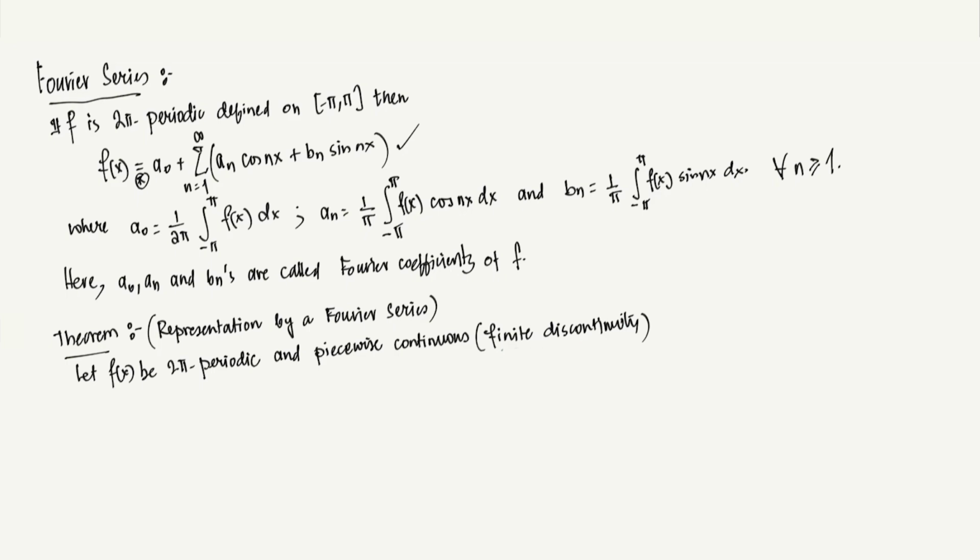So basically finite discontinuity means there are a finite number of points where the function may not be continuous, except that everywhere else it has to be continuous in minus pi to pi. If you remember, we are talking about the minus pi to pi interval. Clear?